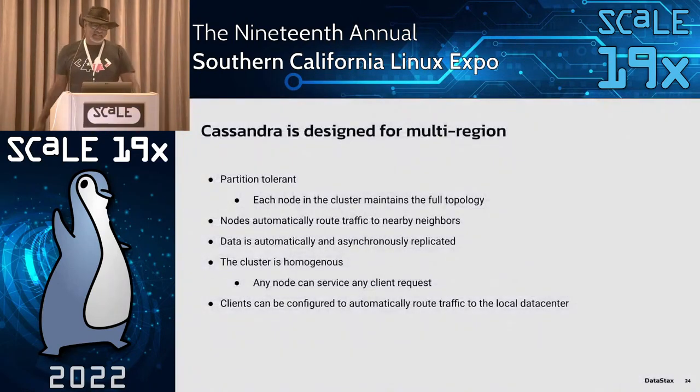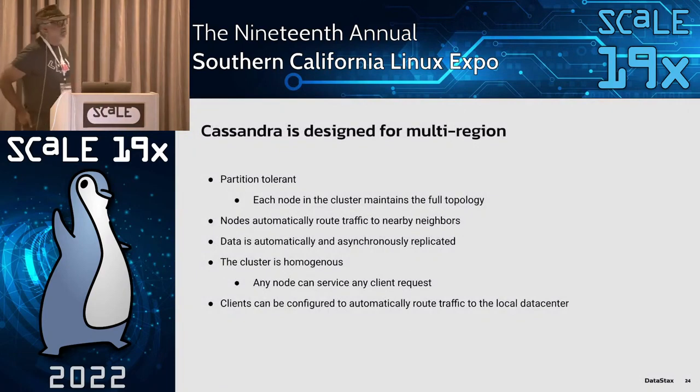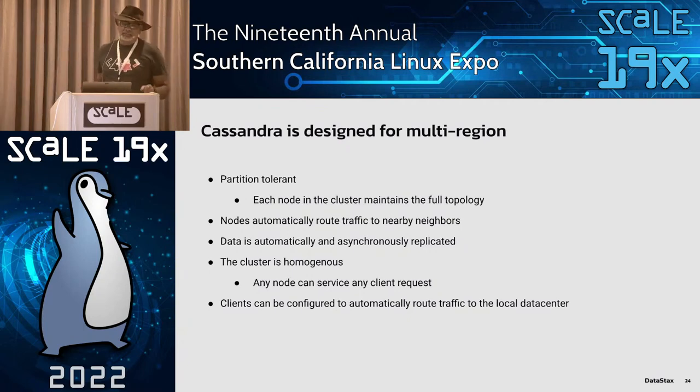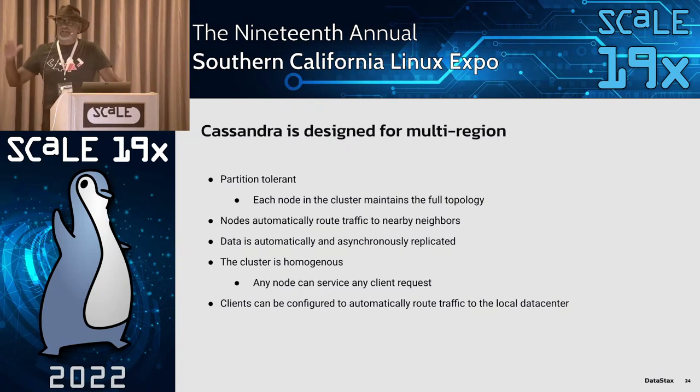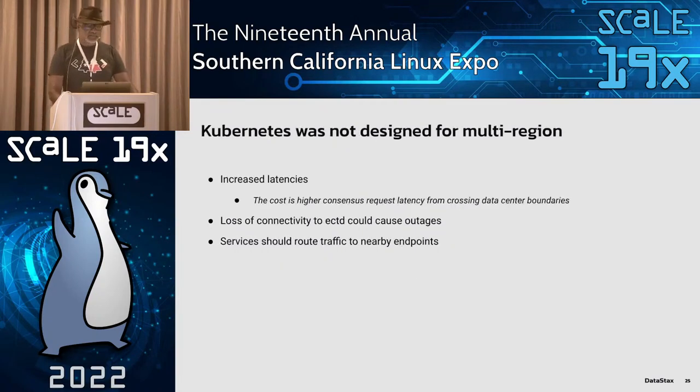So why multi-cluster? Cassandra has always been designed for multi-region. We thought about multi-region right from the beginning. Each node in the cluster maintains the full topology. It talks to the other nodes via gossip protocol and all that, so it routes the traffic to the other neighbors. It has an idea of what the neighbors are doing because they're talking to each other and all those good things, right? So in a way, each cluster understands the other.